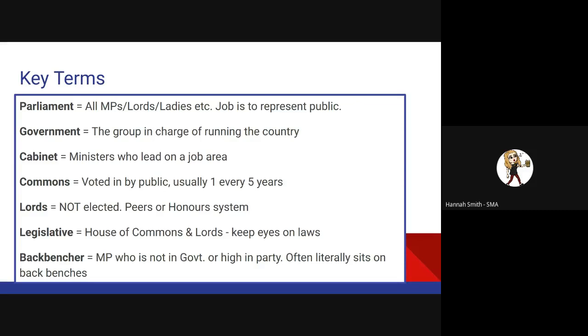And the other term you might hear me using is a backbencher. This is an MP who's not in the government. They're not really high in the party. So it could be a Conservative MP, but Boris Johnson doesn't really know them. They don't have a speciality. They do their job. They represent their people, their constituents, the people in the area they represent, but that's about it. They literally sit on the back benches, so the ones at the highest points in the Commons. They're not listened to as much, but they can be very powerful, and we will look at how they can hold the government to account.